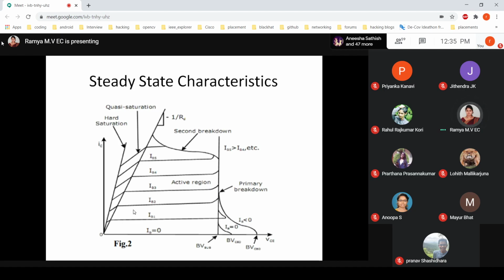So basically that breakdown, with respect to the transistor, will be with the drift layer, whatever we are having in the N layer of the collector.